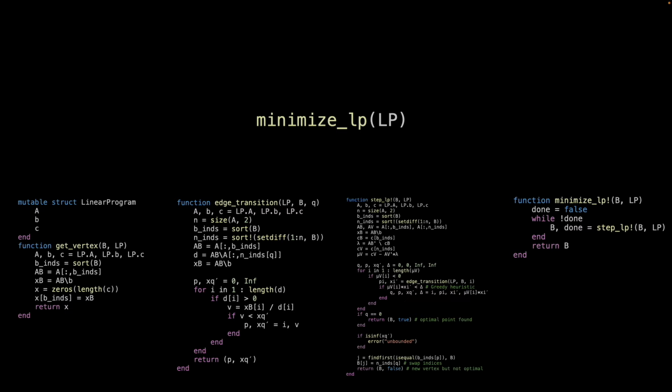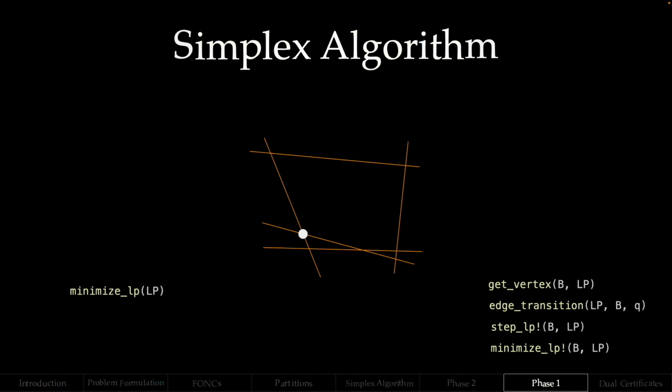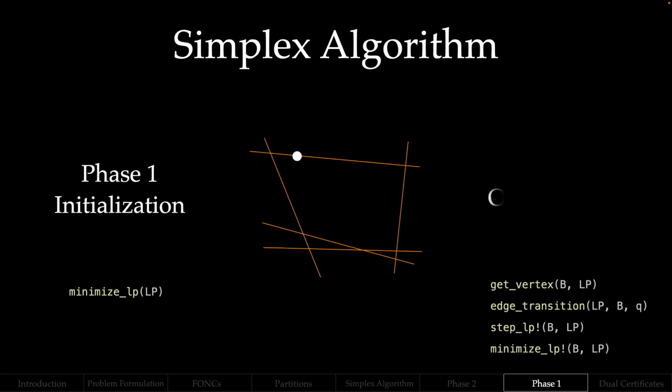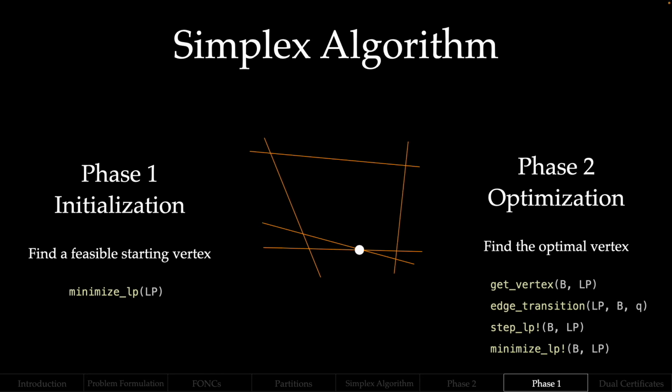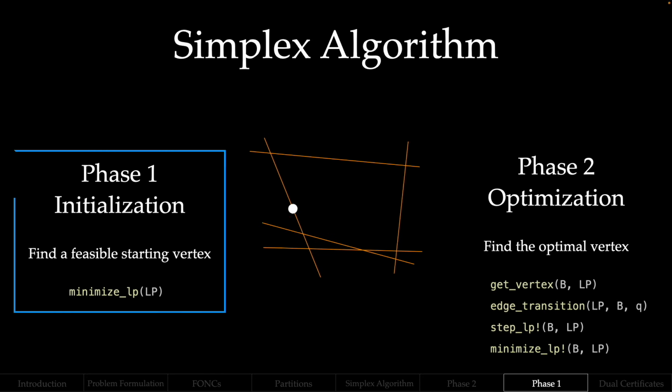So the last part of the simplex algorithm that we're going to implement is just this minimize LP function. Okay, and so this is going to incorporate both phase 1 and phase 2 now. So just recall that what we've seen is only phase 2, right? And phase 2 is focused on finding the optimal vertex, which is really the bulk of the work here. Now we need to talk about how do we find a feasible starting vertex, okay? And that's phase 1 of the algorithm.